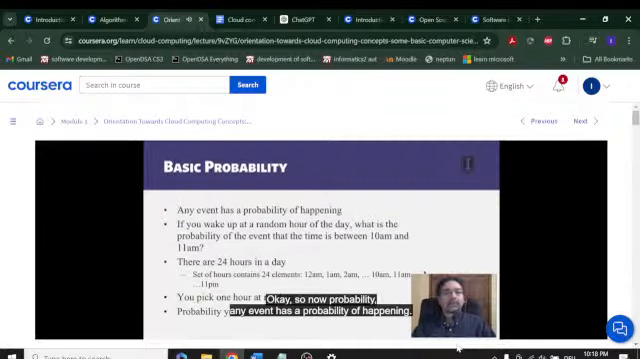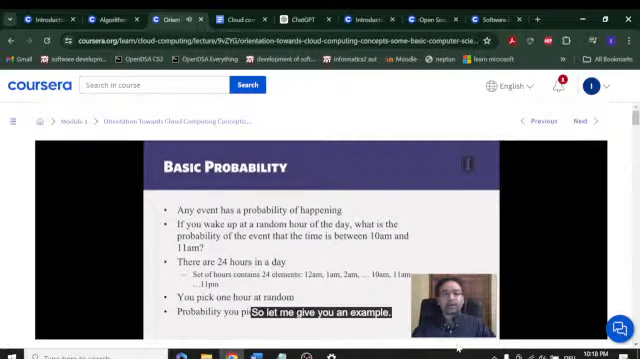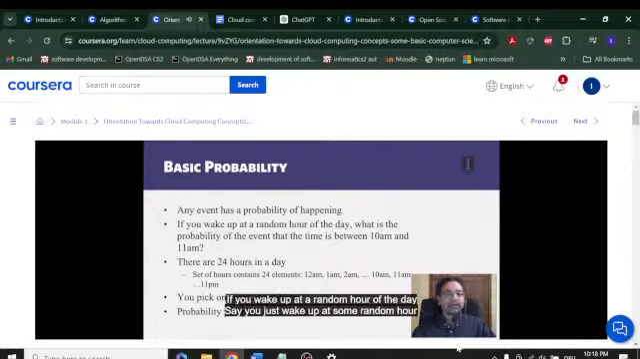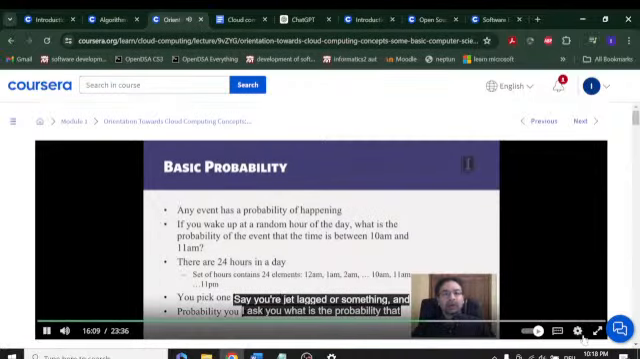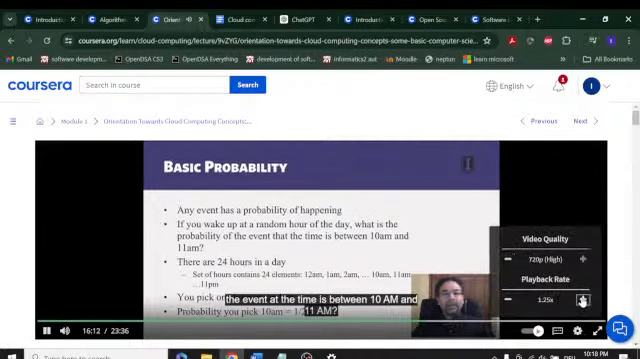Okay, so now probability. Any event has a probability of happening. Let me give you an example. If you wake up at a random hour of the day, say you're jet lagged or something, and I ask you what is the probability that the time is between 10 a.m. and 11 a.m. Let's try to calculate this.